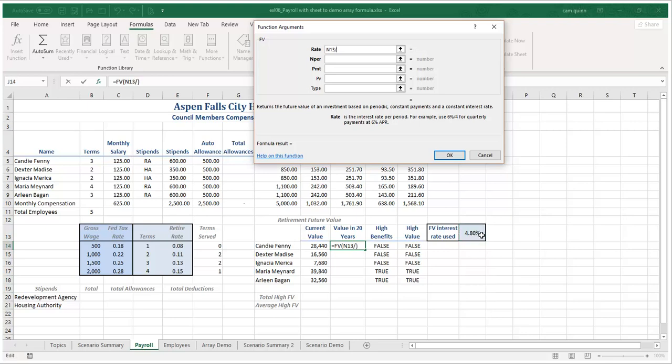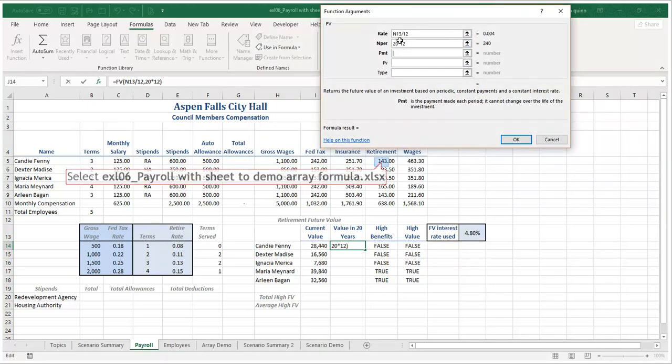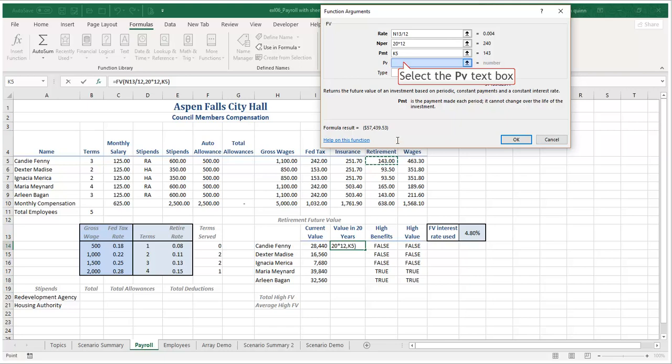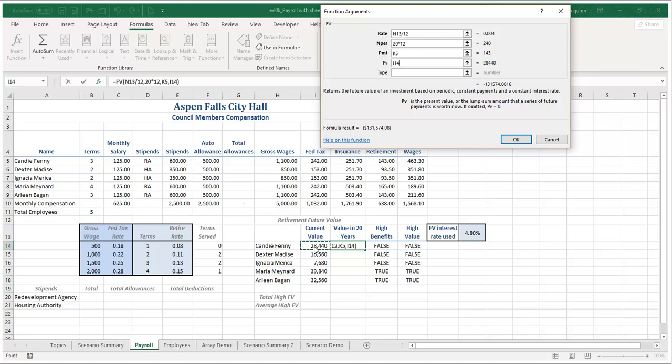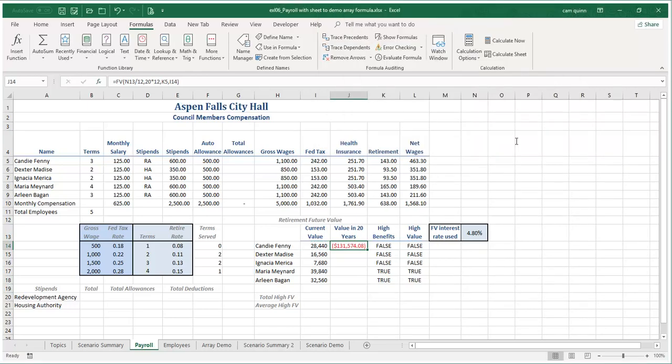The number of payments: I'm going to be doing this for 20 years, but again, that's 20 years, not 20 months. So I have to multiply that by 12 to get the total number of payments, 240. The payment that I'm paying in each and every month is my retirement contribution. And my present value is how much is currently saved, so I currently have $28,440. When I hit OK, I get a negative $131,574.